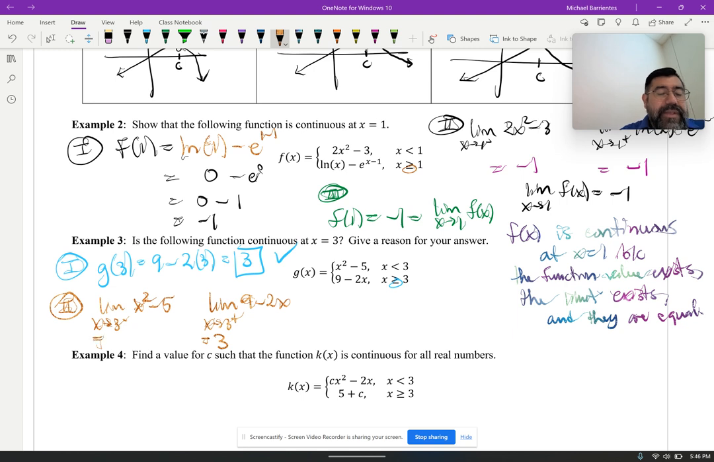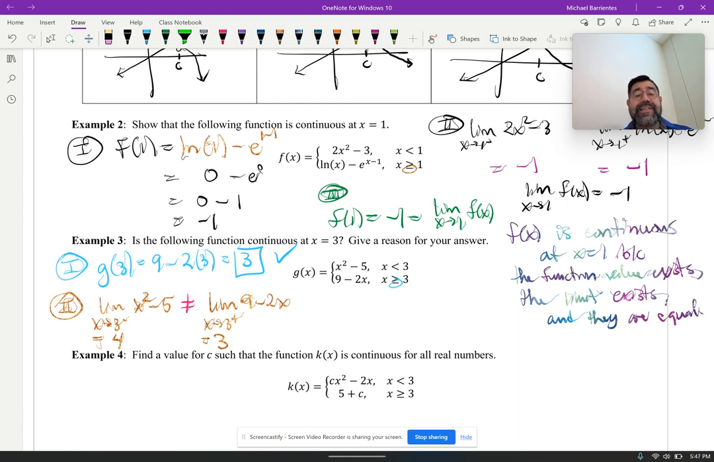What does this one equal? Well, if I substitute 3 into my function, 3 squared, that's 9. 9 minus 5 is 4. Uh-oh, these are not the same. Or maybe I should put it up here. The left-sided limit and the right-sided limit are not the same.